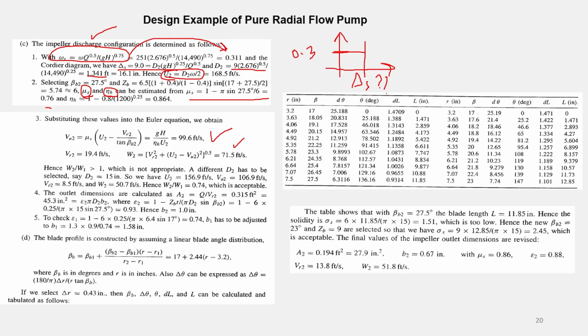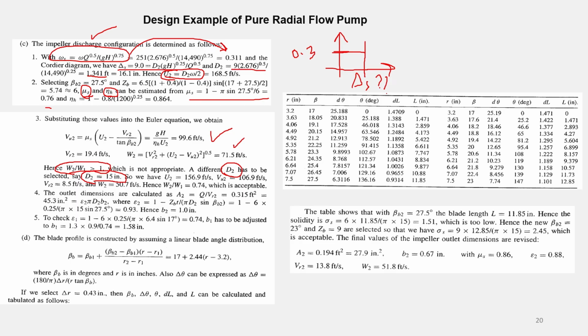So this is not appropriate. The diffusion factor has been calculated and found to be greater than 1, because the main point of calculating W1, W2 is to determine if the diffusion factor is in the normal range. Since it's greater than 1, it's not appropriate, and a different diameter at the exit of the rotor has to be selected. So we have now selected a different outlet diameter of this impeller and made it equal to 15 inch.